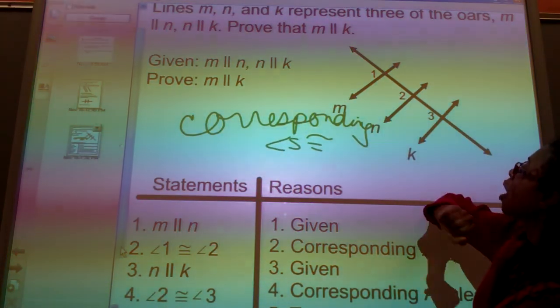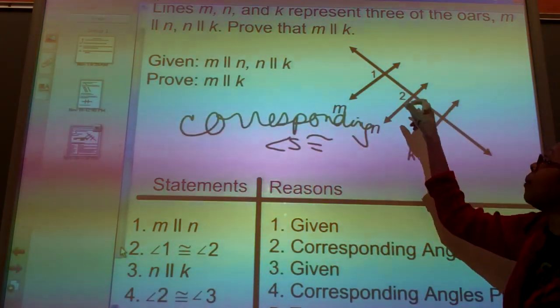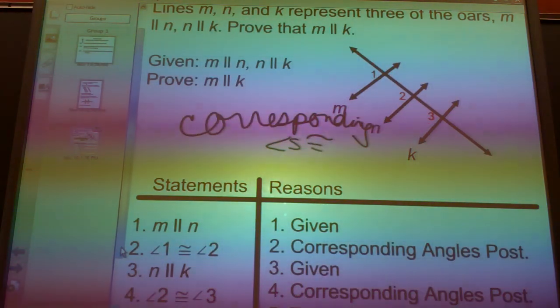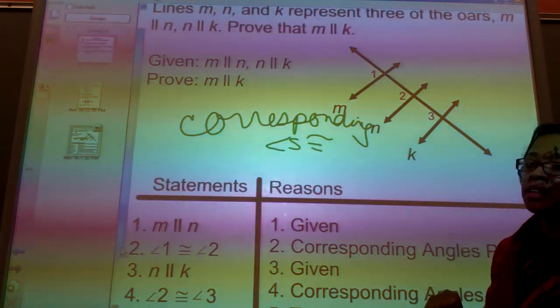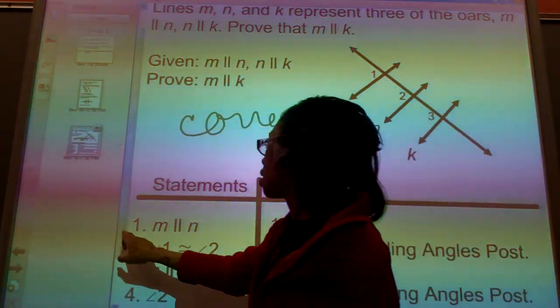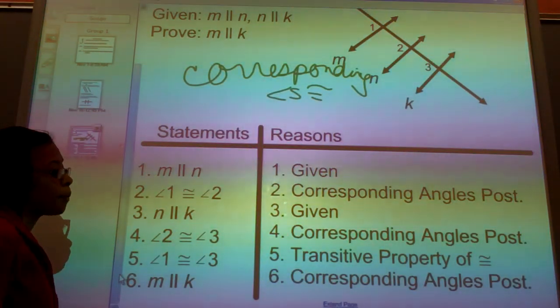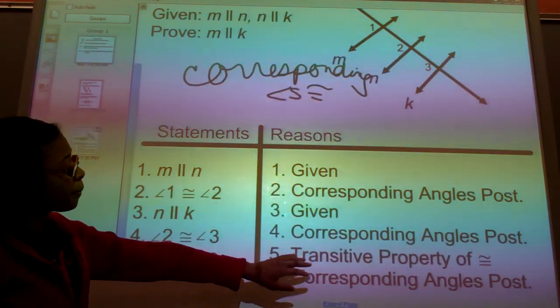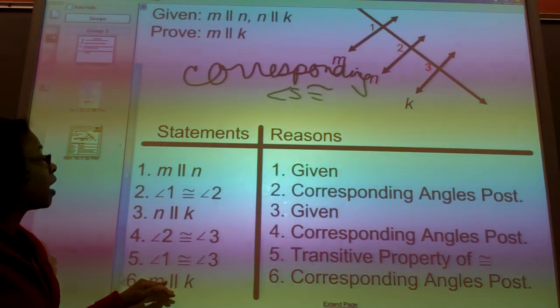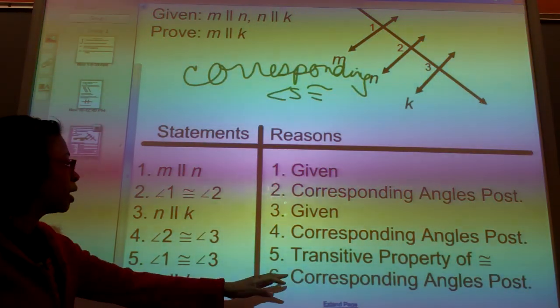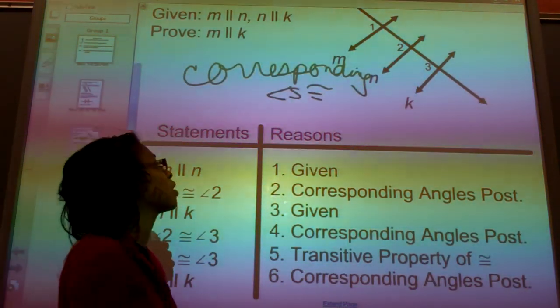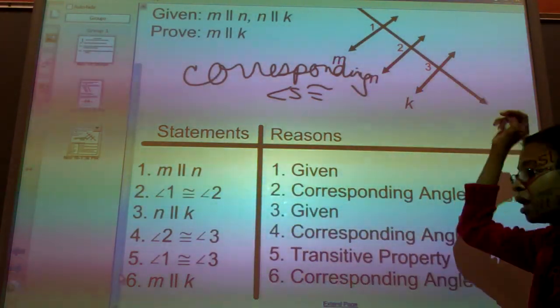That means if 1 and 2 are congruent and 2 and 3 are congruent, that automatically means that 1 and 3 are going to be congruent. And what am I thinking? That's the transitive property of congruence. And then finally, that's true, that 1 and 3 are congruent by the transitive property. That means that M is parallel to K by corresponding angles.